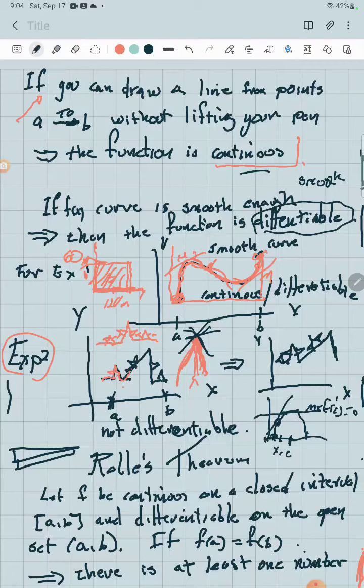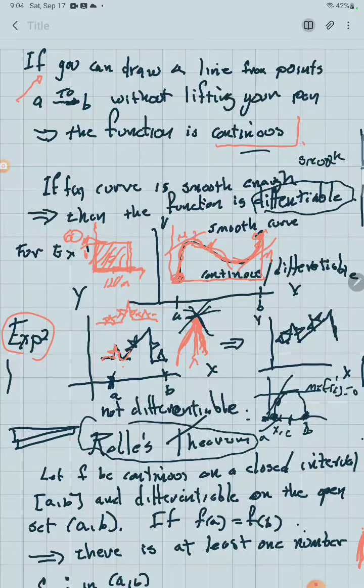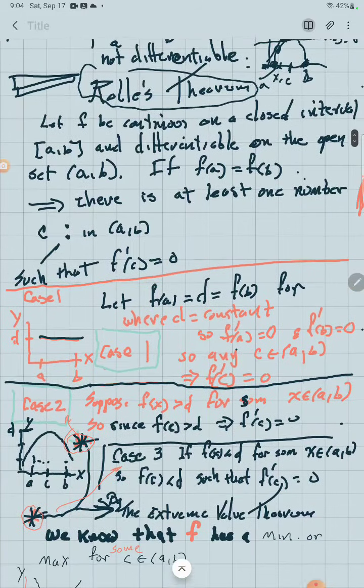So if this point and this point have the same value, and I call this one a and I call this b, and notice that the y values at those points are both zeros, then we can use what we call Rolle's theorem. So let's see if I can show you what I mean there. Okay, so let me scroll up.